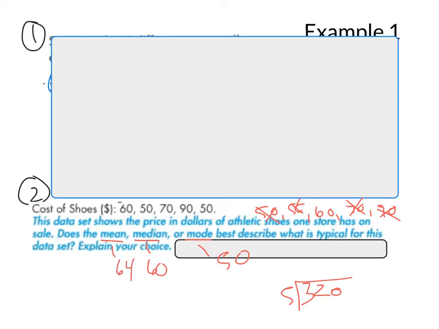In your opinion, before I tell you, which one of these do you think more accurately describes the data set? If somebody says, how much did shoes cost at that store? And these are the price of the shoes, would you tell them they typically cost 50, they typically cost 60, or they typically cost 64? Think about that. I'm going to give you 10 seconds. All right, I would accept either answer of mean or median, but I'm going to go ahead and say this.